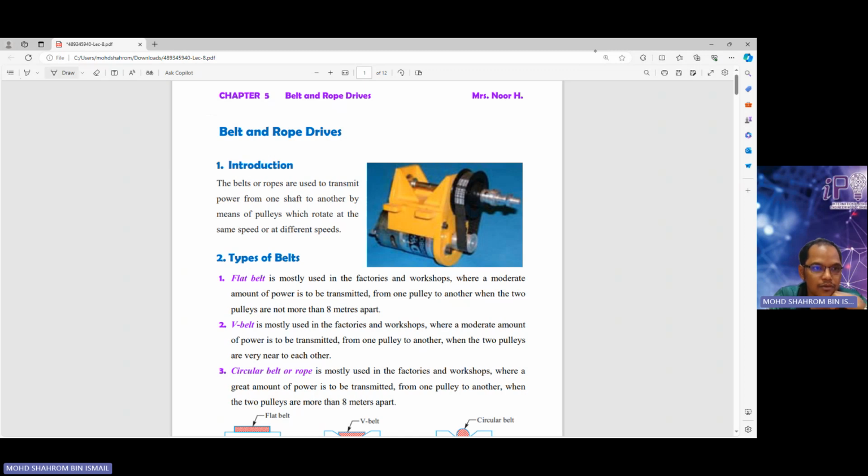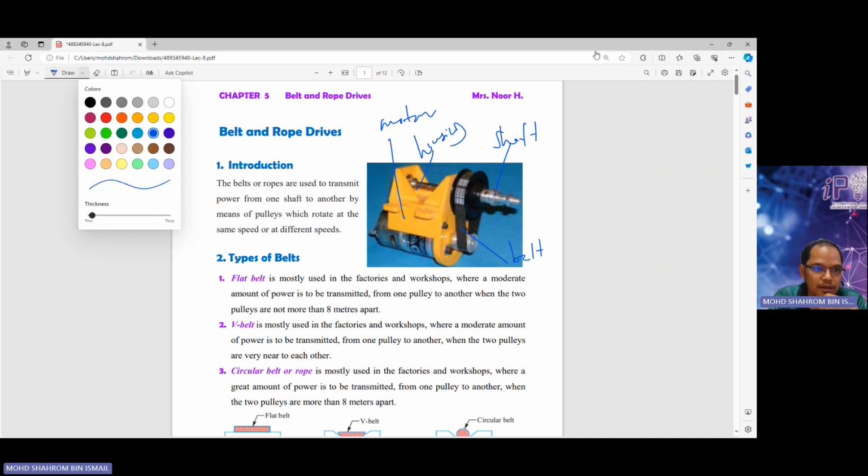So basically, let me show you. Just for information, for those who don't know, this is the belt. This is the shaft, this is the motor, and this is the housing. The belt, I need to change color to make it clear. So the belt or rope is used to transmit power from one shaft to another.